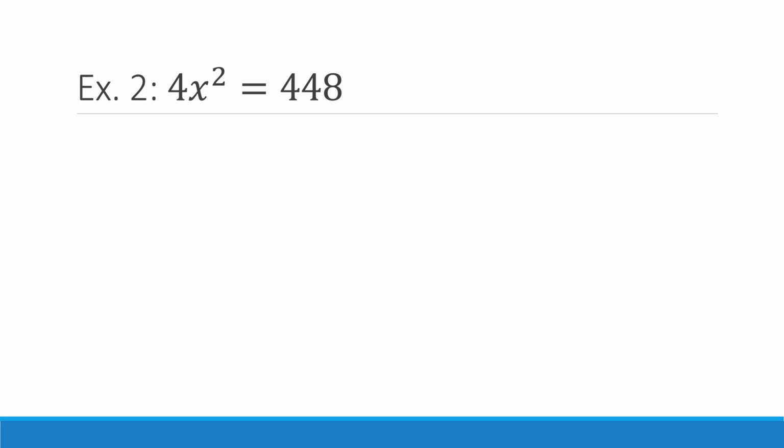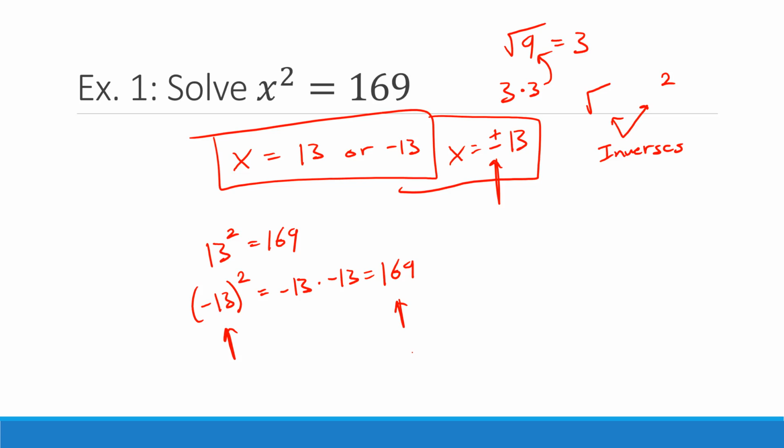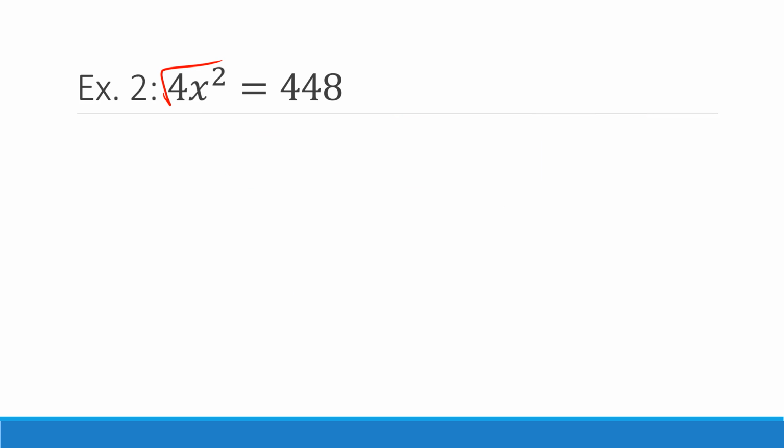Okay, let's try a second example. Now, we're going to get a little more complex, but don't get too freaked out. First of all, we see a square. So I know that in order to cancel that, eventually I'm going to need to take a square root. Remember the square roots back here? All right, so eventually I'm going to need to take a square root, and that'll cancel the square, but you have to be careful.